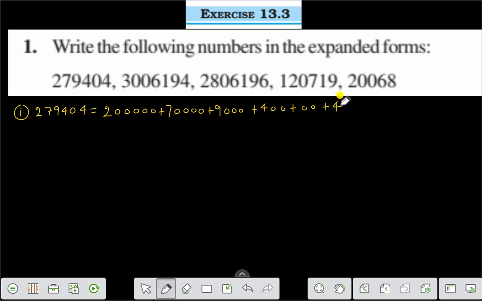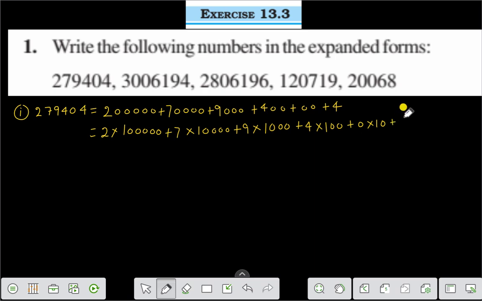Right? Now we can write in this form, that is, 2 into 1 followed by how many zeros? 1, 2, 3, 4, 5. Plus 7 into 1 followed by how many zeros? 1, 2, 3, 4. Plus 9 into 1000, plus 4 into 100, plus 0 into 10, plus 4 into 1.